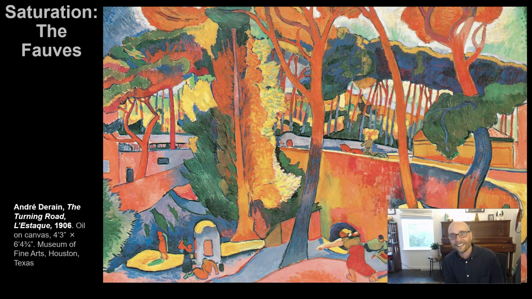And they wanted to express their emotions and feelings, and they wanted to do that with color. And they used super saturated, intense colors. And the colors were so outrageous at the time that an art critic saw their show and said, these guys paint like a bunch of wild animals. They paint like a bunch of fauves.